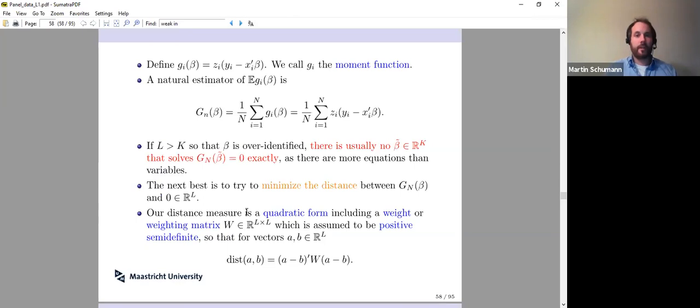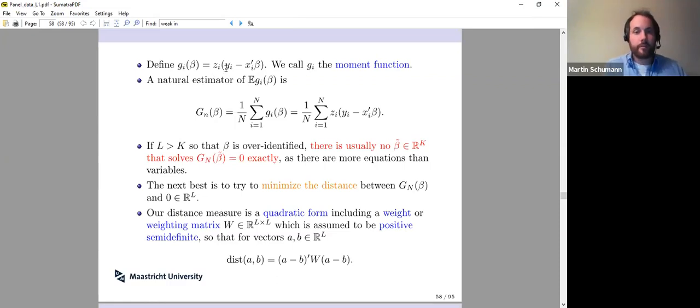Okay, now what do we do with this? Well, we define the so-called moment function, g_i of beta. If you look at this, this is our exogenous vector of included and excluded instruments, so all exogenous variables. And this thing is simply u_i, right? So u_i can be written as y_i minus x_i prime beta.